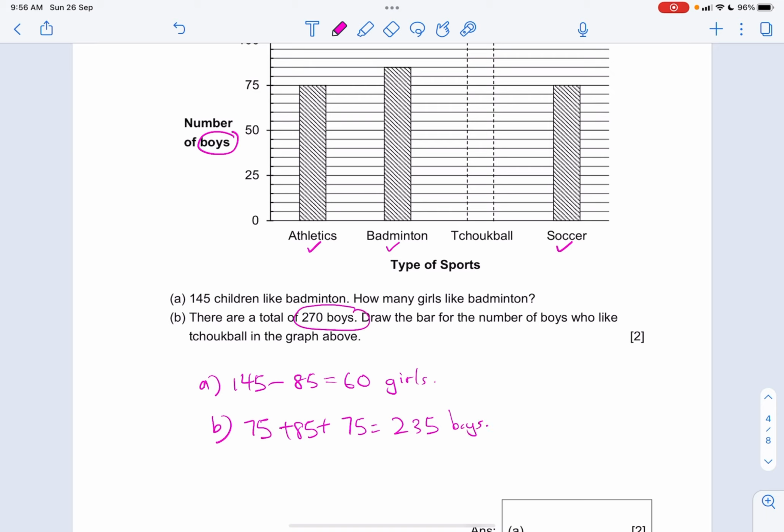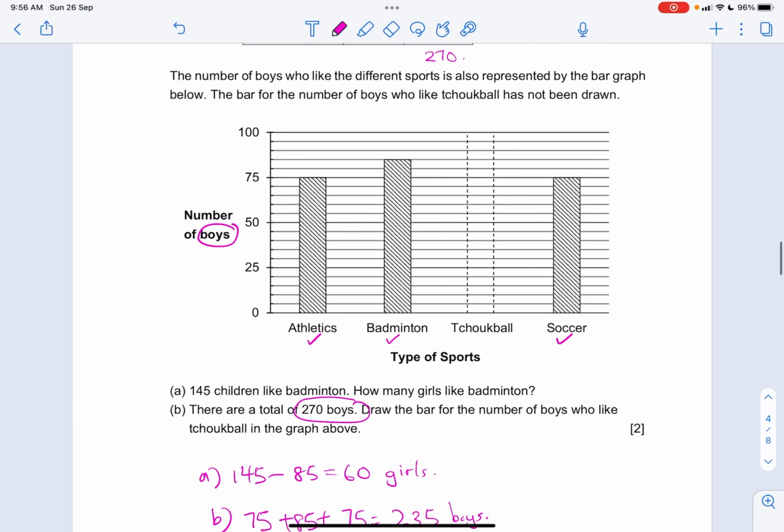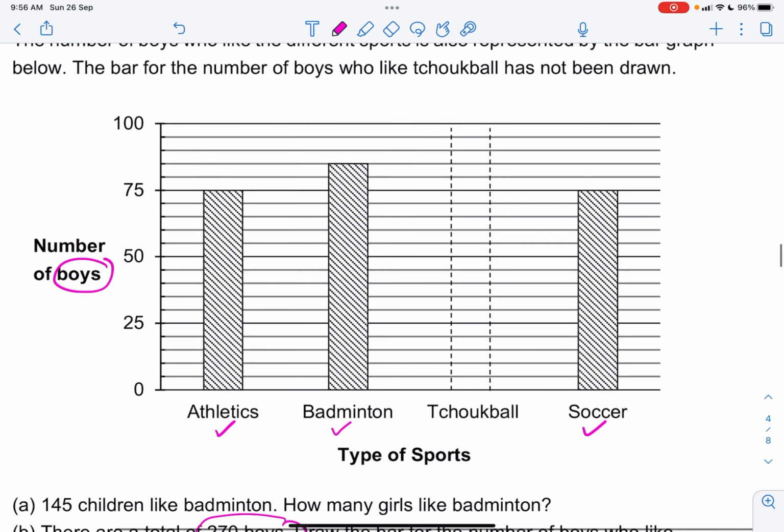So how many boys like tchoukball? We will take 270 minus 235. You will get 35 boys. But this is not the answer yet. We will need to draw it in a graph here. So this is 25. This is 30. And this would be 35.